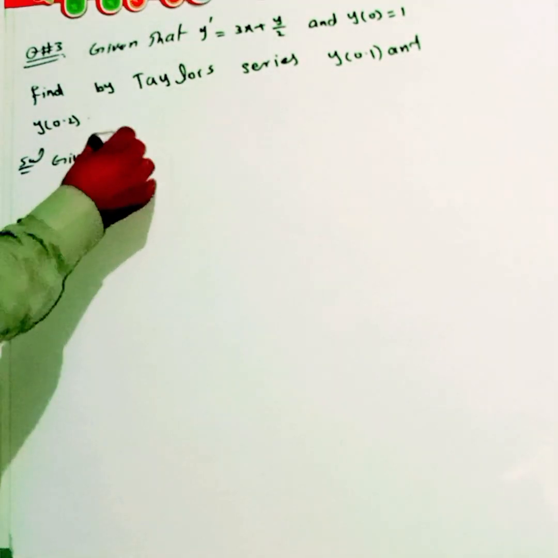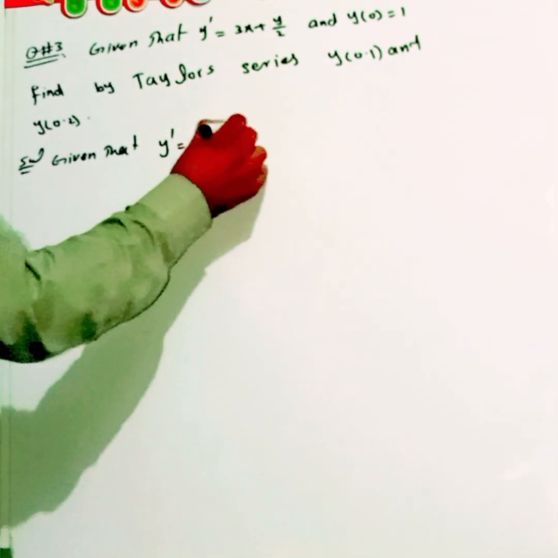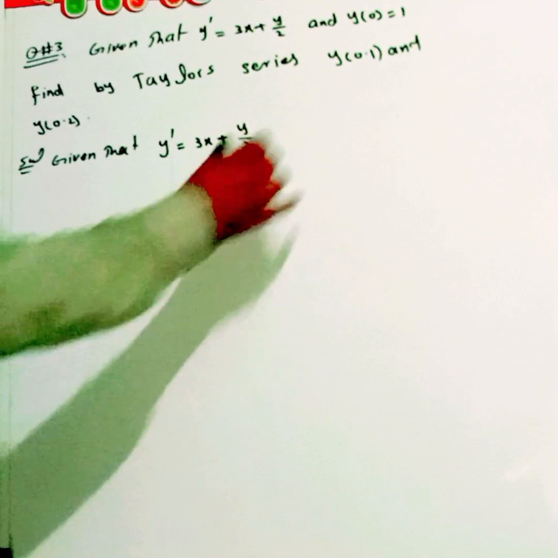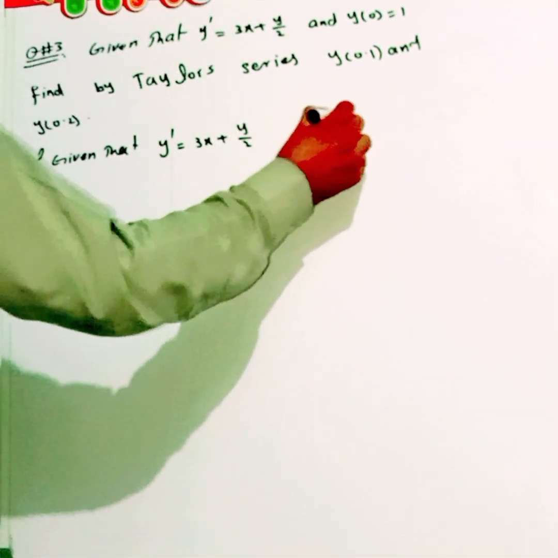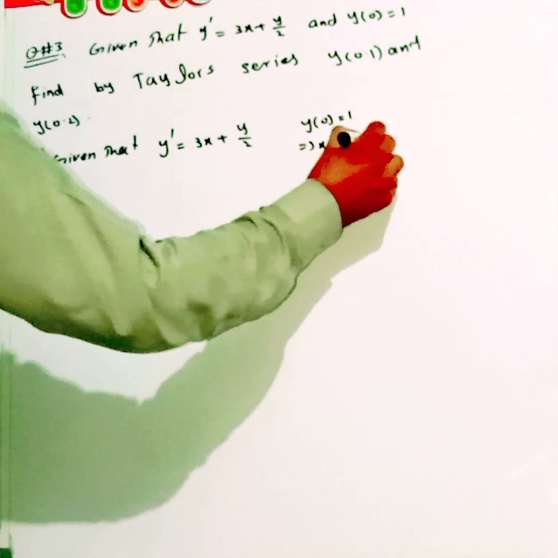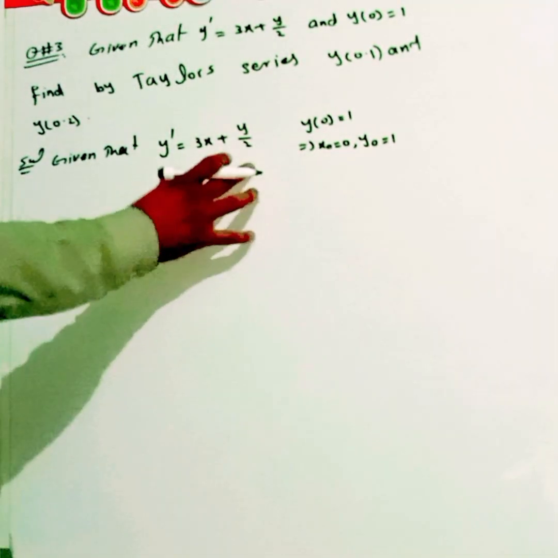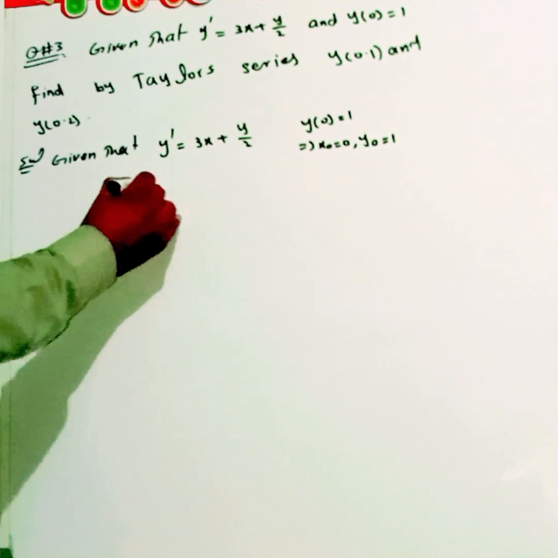Given that y prime is equal to (3x plus y) over 2 and y of 0 is equal to 1. This implies that x naught is equal to 0, y naught is equal to 1. Similarly, to find the Taylor series solution, we also take derivatives, successive derivatives.